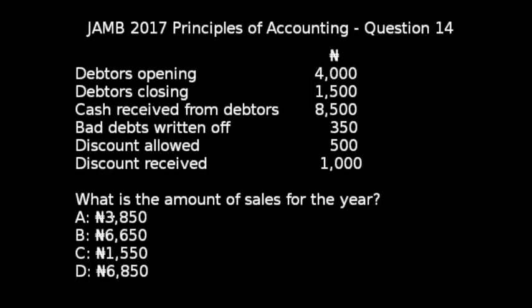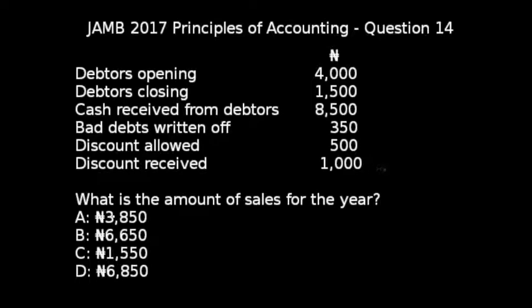Of course, we are given debtors opening balance, and that is 4,000 naira. Debtors closing balance 1,500. Cash received from debtors, we have 8,500. Bad debts written off, we have 350 naira. Discounts allowed, we have 500. Discount received, we have 1,000 naira.